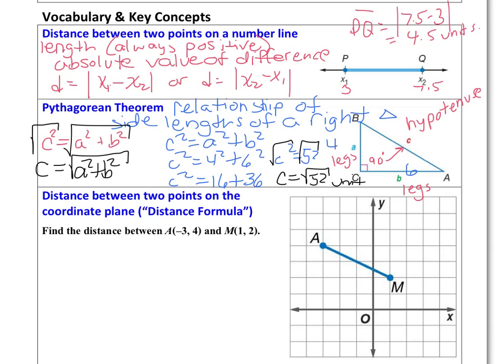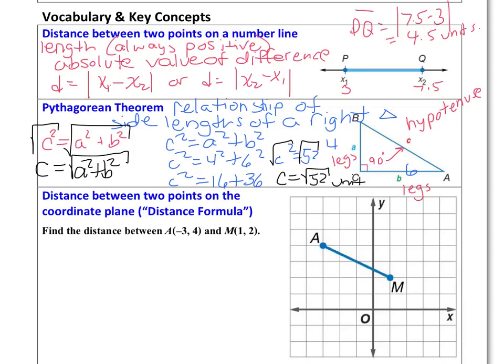Now you may be tempted to use a calculator and find a decimal approximation of the square root of 52. And sometimes we will do that if, for instance, we want to find the perimeter of a triangle and we want to sum that number to other side lengths. But for the most part, I would encourage you to just leave your answer as a simplified radical. For now, let's just keep our answer as the square root of 52 units.